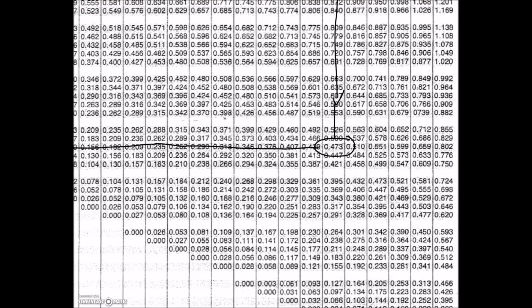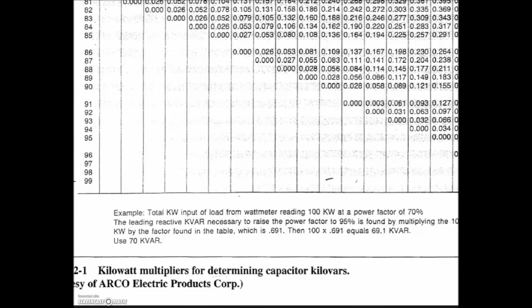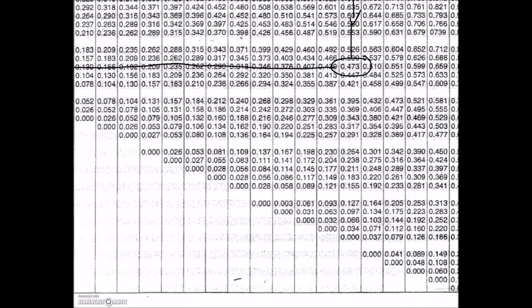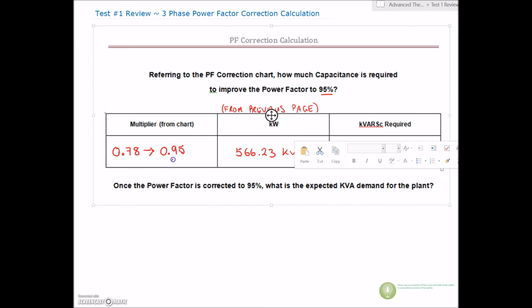Okay, if you're wondering what you're going to multiply that 0.473 by, at the bottom of the chart, it tells you that this chart is the kilowatt multipliers for determining our capacitive kVARs. So we're going to multiply that multiplier by our kilowatt value. Just remembering that our value is 0.473.